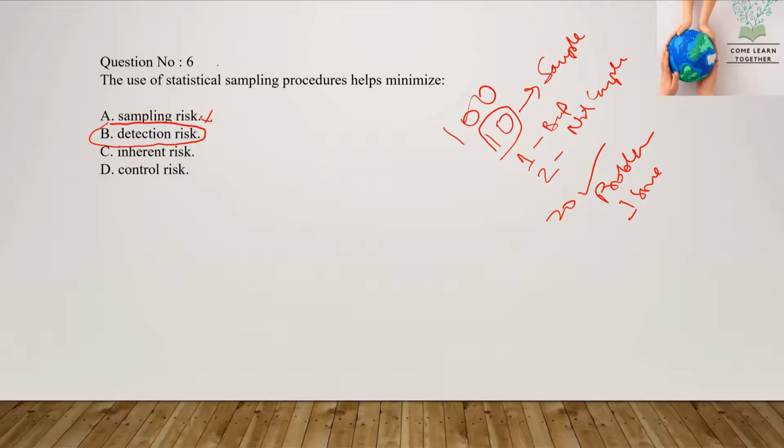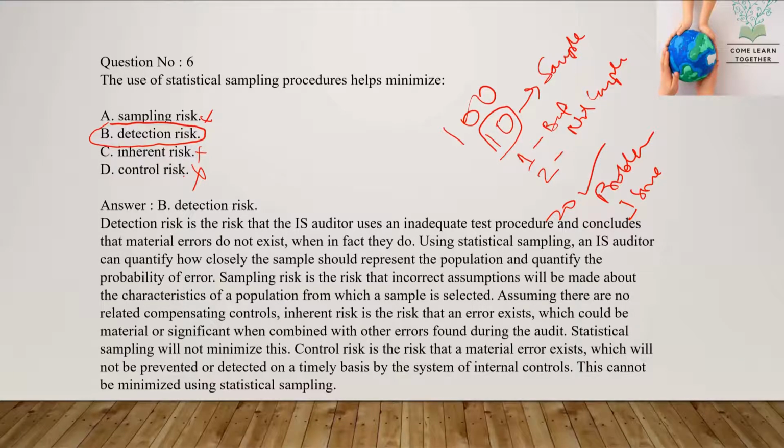Inherent risks are always there. I cannot reduce or minimize them by using statistical sampling. And control risk, because I'm taking a sample and using a sampling technique, is not going to affect any of the control risks either. So from theory of elimination, I'm going to arrive at the same thing. So let's look at the answer. The IS auditor can quantify how closely the samples should represent the population and quantify the probability of error. So this is going to help me with the detection risk. It will minimize the detection risk. So this is how we should be answering the question.